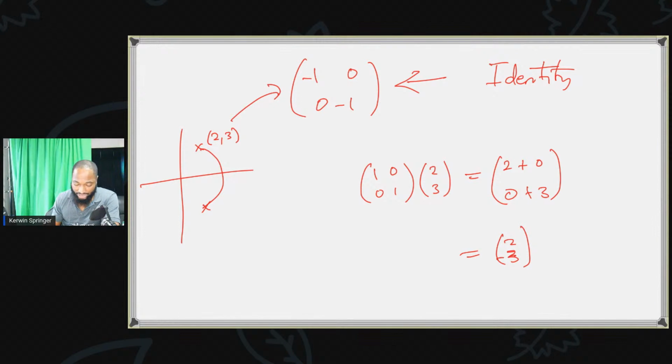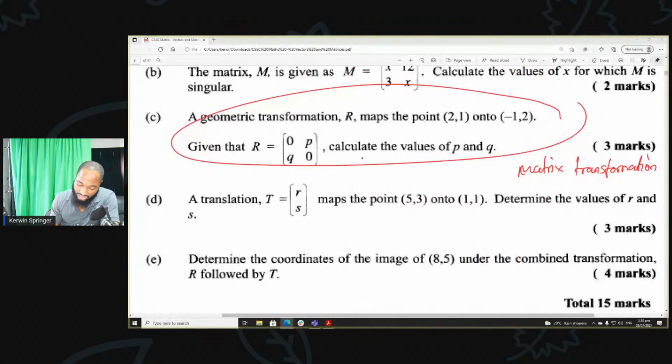If I have the 2 negative, I'll end up over here, which is a transformation in the line y is equal to negative x. And all of this, you just look up matrix transformation, Kerwin Spring on YouTube, and you get to see all the theory in this. But that's not what they're asking us. This is just a little introduction. They're kind of giving you a clue already.